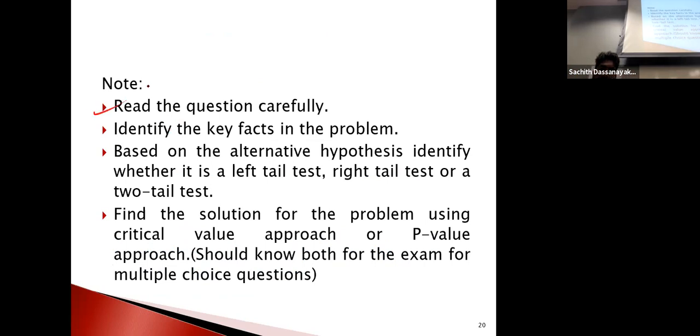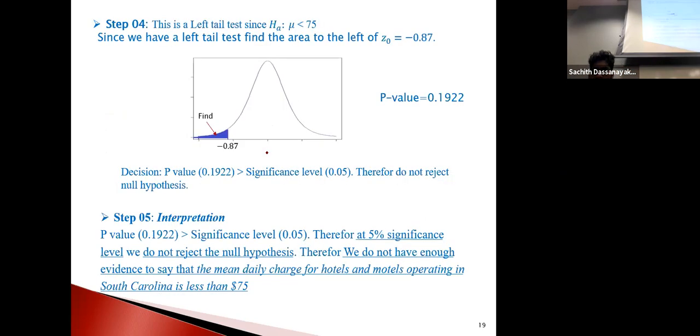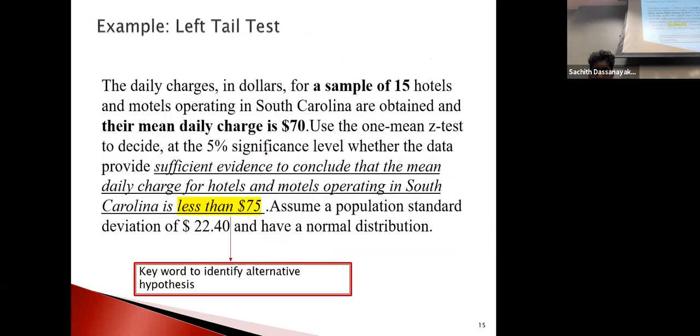Read the question carefully. You should always do this. Identify the key facts. As I mentioned, you can identify less than or greater than using those keywords. If you find the keyword in the alternative hypothesis, whether it is less than, greater than, or not equal, the right hand side is always your mu naught and the left hand side is always your mu. That's how you can easily figure it out. Do you know what mu naught is?